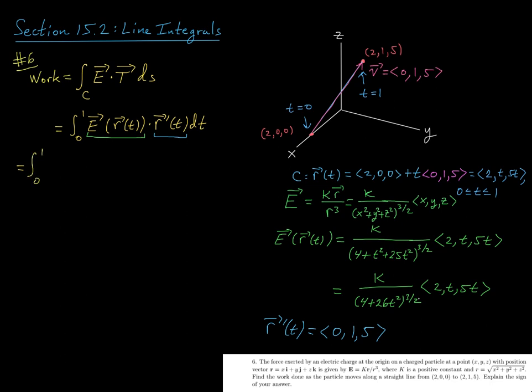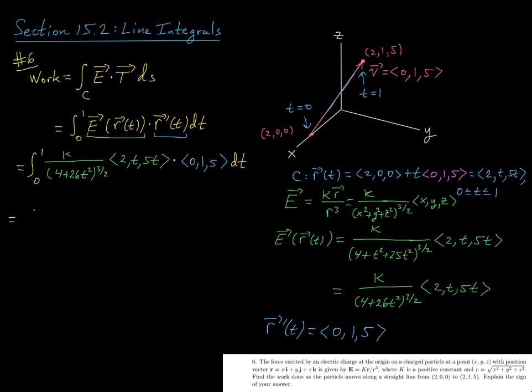I'll punch in this E of r of t expression here: 4 plus 26t squared to the 3/2, and then we have this vector 2, t, 5t. Then we're going to dot that with r prime, which is just 0, 1, 5. And then we're going to integrate that resulting expression with respect to t from 0 to 1.